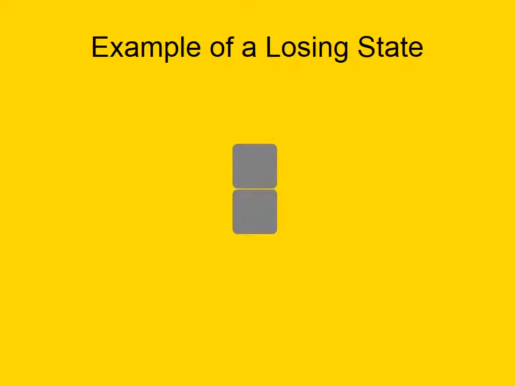This is an example of a losing state. The current player can only color a 1 times 1 square, then the next player will color the other square. So the current player loses because the current player cannot make a move anymore.